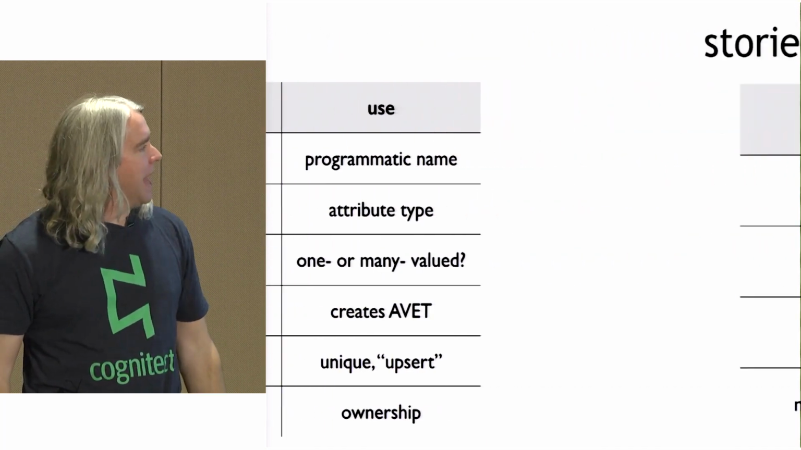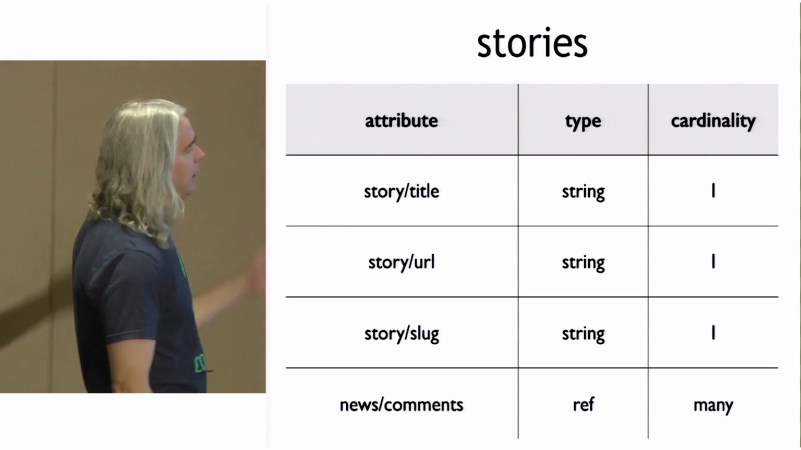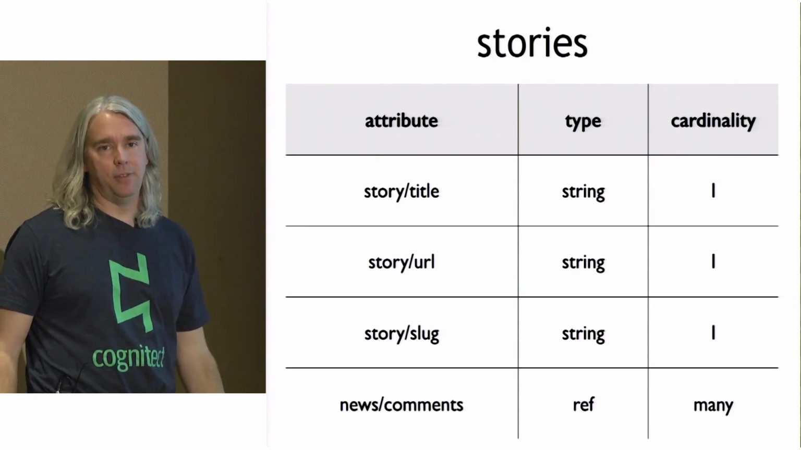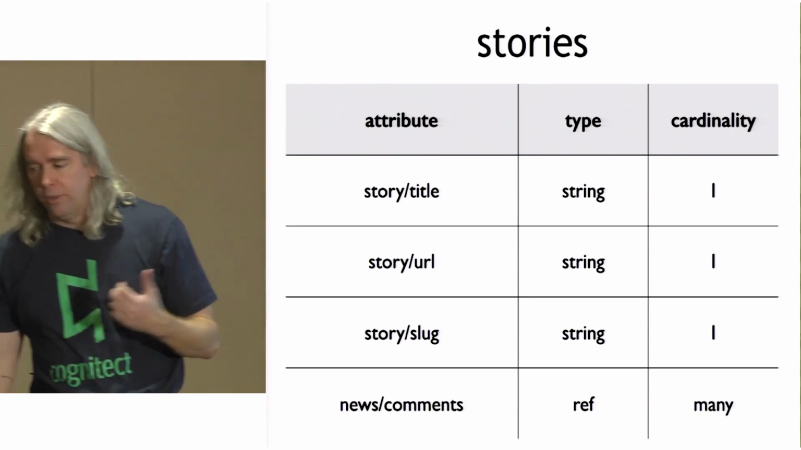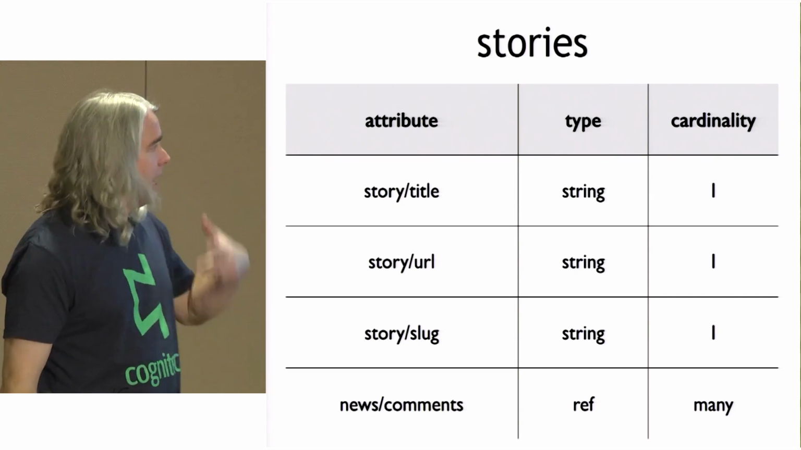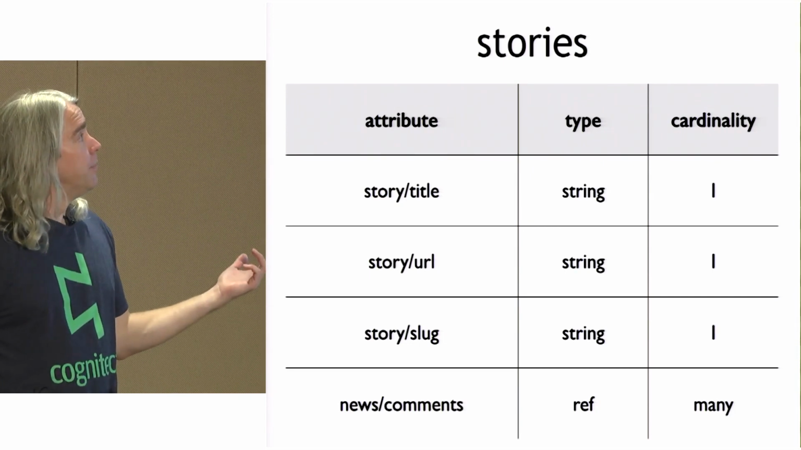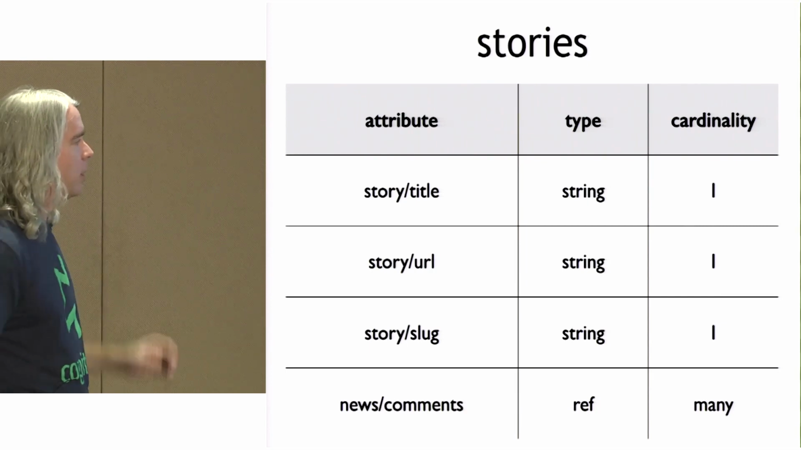And so our model for that is going to have 4 attributes: story title, story URL, story slug, and news comments. So this is an entity type in my system. And so story title is going to be a string. Every story is going to have one title, so it's going to be cardinality 1. Story URL is going to be a string. Every story is going to have one URL, so it's going to be cardinality 1.